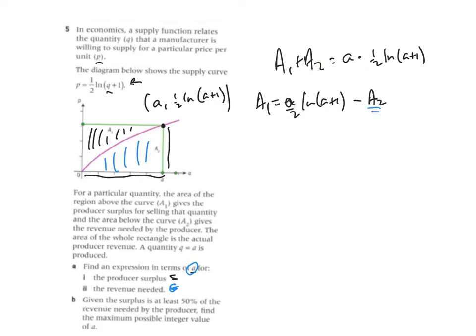So let's abandon that for a moment and think about A2. In order to find A2, what I know is that this is the area bounded by this curve, the x-axis, and A. So that's an integral from 0 to A of (1/2 ln Q plus 1) dQ, because Q is my variable. That's the integral for this scenario. Now if I actually take this integral, the 1/2 I'm going to pull out.